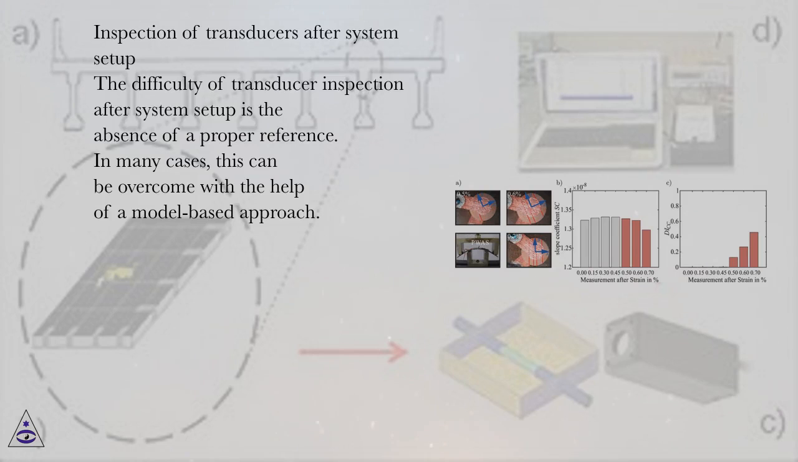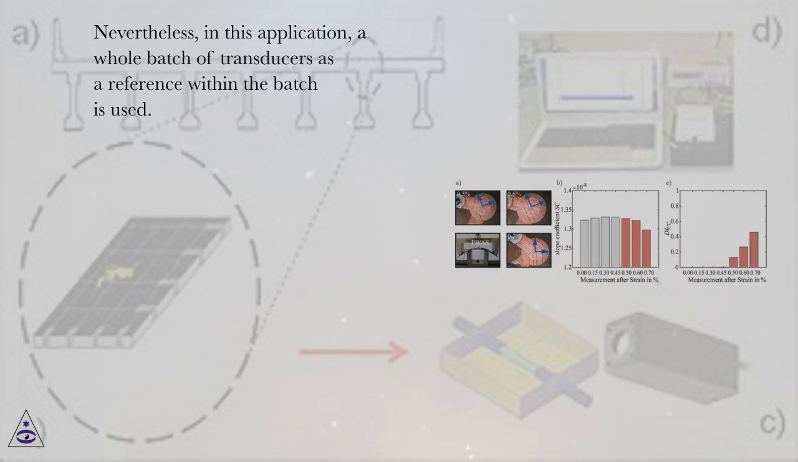Inspection of transducers after system setup. The difficulty of transducer inspection after system setup is the absence of a proper reference. In many cases, this can be overcome with the help of a model-based approach. Nevertheless, in this application, a whole batch of transducers as a reference within the batch is used.